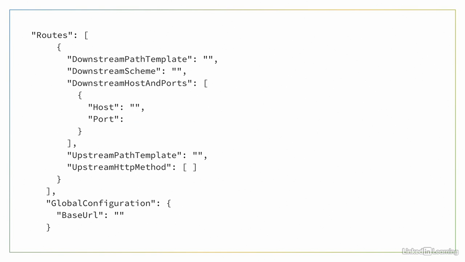What kind of information should a route have? Here, we have to set the downstream and upstream properties for each service. Downstream means the current location and endpoints that a microservice exposes, whereas upstream means how you want to expose that microservice to the outside world through the API gateway. As you can see, there are some things we have to take care of. So let's go ahead and get started.